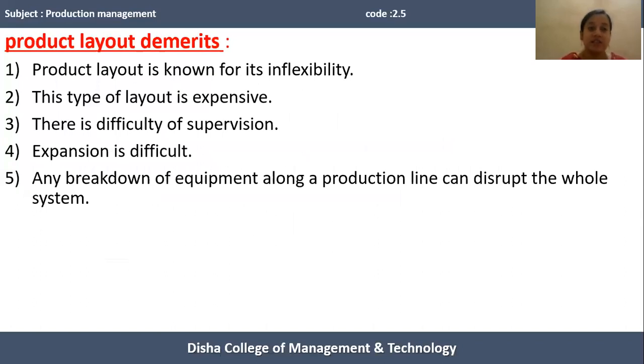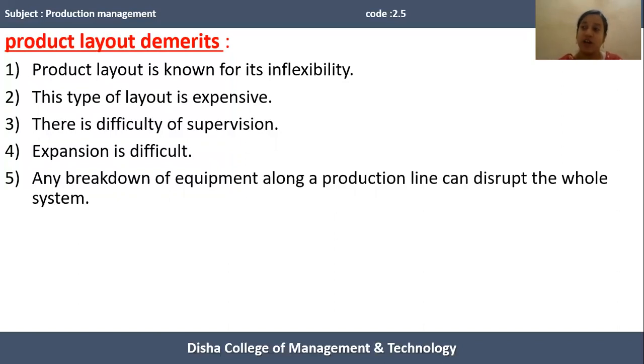Now I'll discuss the demerits of this type of layout. Product layout is known for its inflexibility. Product layout is inflexible, means one line is only meant for one product's manufacturing. So in a particular line, various types of products cannot be manufactured. For producing a cotton fabric, what type of machine setup is required, a similar machine setup is not required for manufacturing a woolen fabric. So product layout is marked by inflexibility.